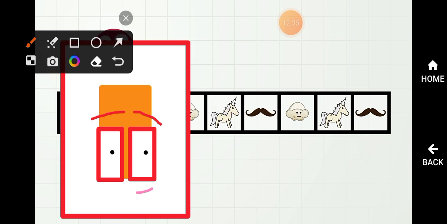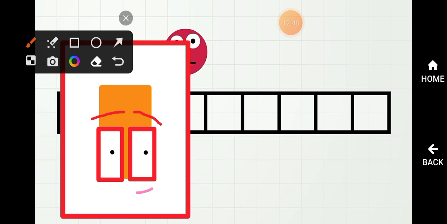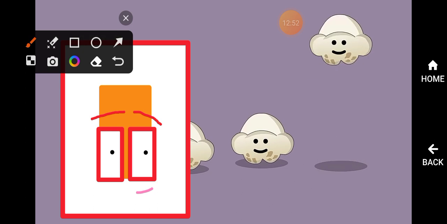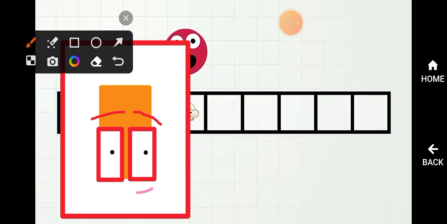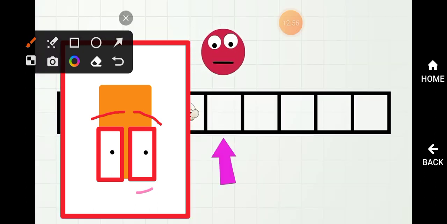And now I have some questions. Question number 1. Here is the core of the pattern. Popcorn, unicorn, mustache. So what would come next? Right here. That's right. It would be popcorn. Yay! And after popcorn, right here, what would come next?